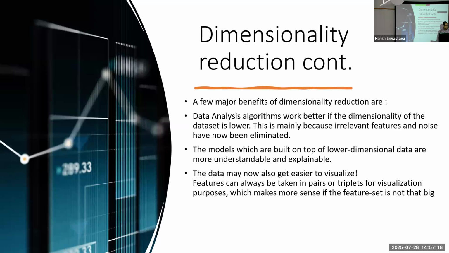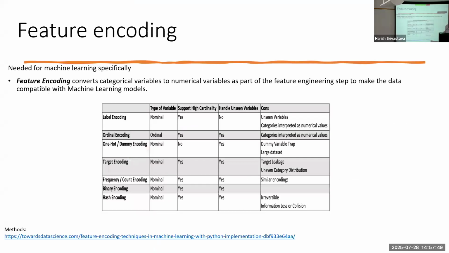A few major benefits of dimensionality reduction: data analysis algorithms work better if the dimensionality of the data set is lower, mainly because irrelevant features and noise have been eliminated. Models built on top of lower dimension data are more understandable and explainable, meaning it's easier to understand in graphical form. The data may also become easier to visualize. Features can be taken in pairs or triplets for visualization purposes, which makes more sense if the feature set is not that big. Again, we will see how to do it.